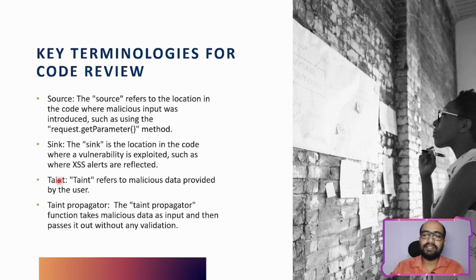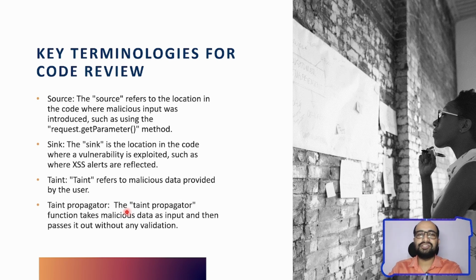And taint: the malicious input is called taint. And the taint propagator is the method, element, or function which tracks the malicious input and, without doing any validation, passes this malicious input on to another function.